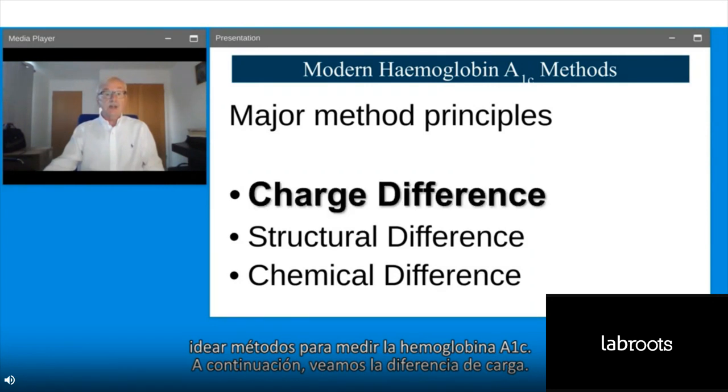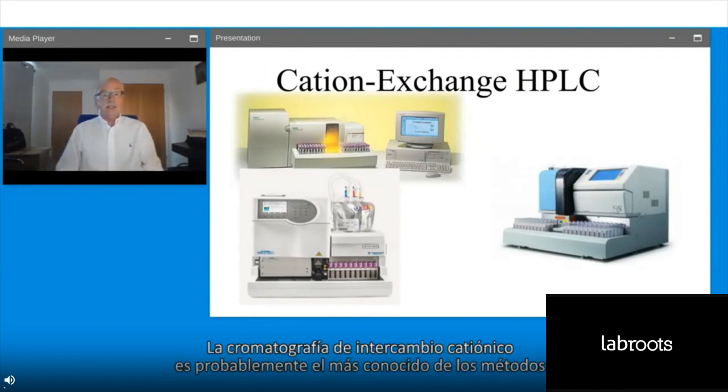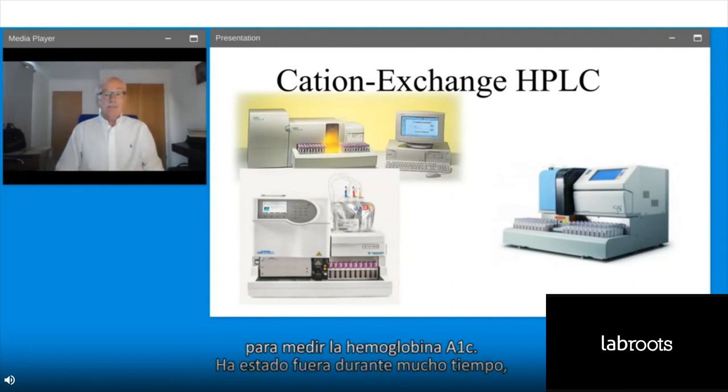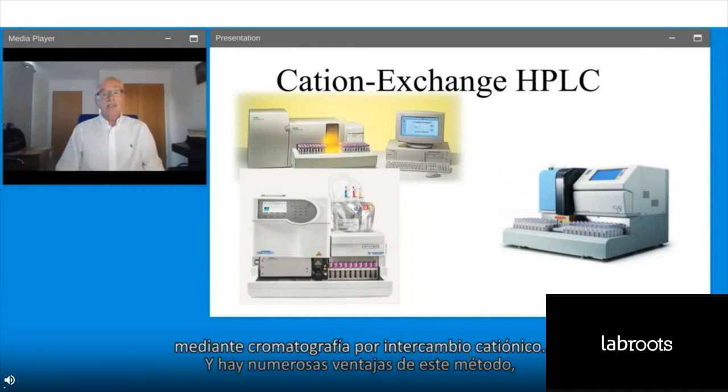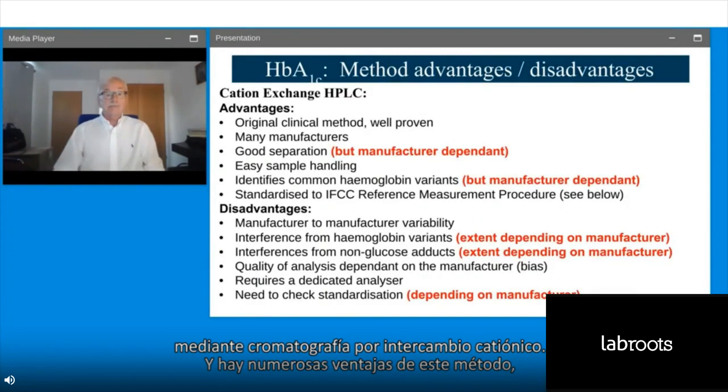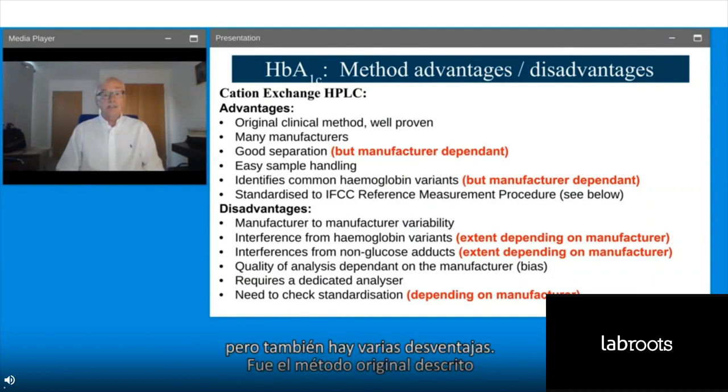Let's first look at charge difference. Cation exchange chromatography is probably the most widely known of the methods to measure hemoglobin A1C. It's been around for a long time, and there are many, many different manufacturers that produce instruments for measuring hemoglobin A1C using ion exchange, cation exchange chromatography. There are numerous advantages to this method, but also several disadvantages.